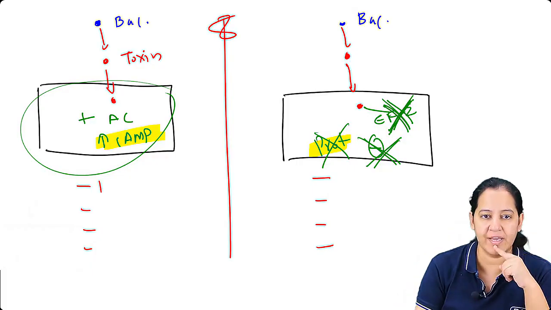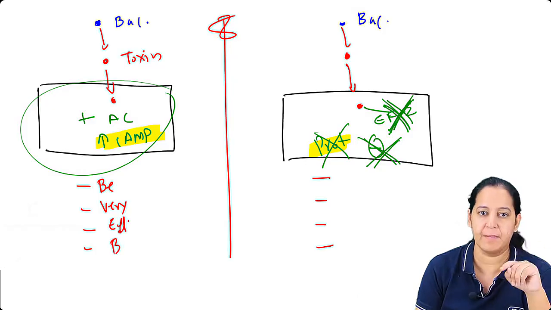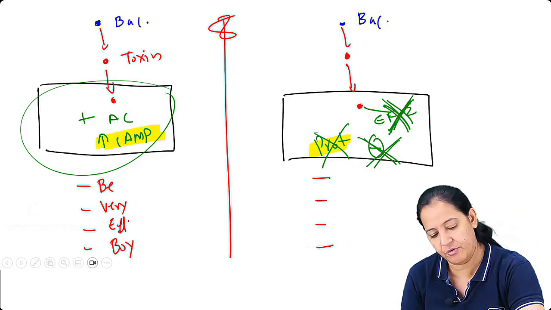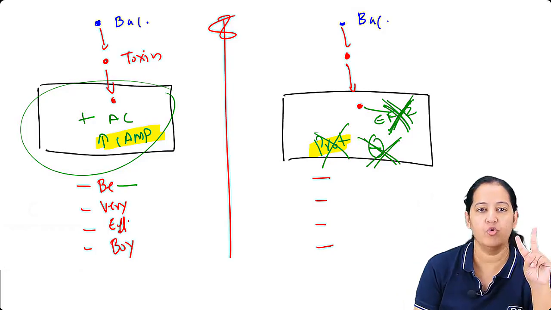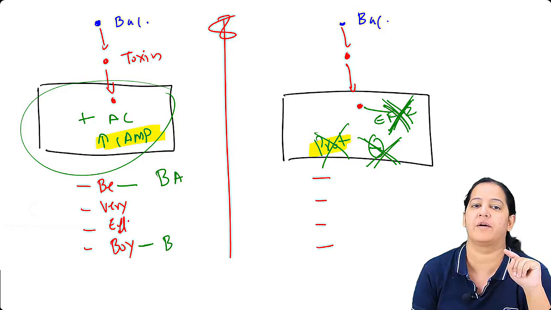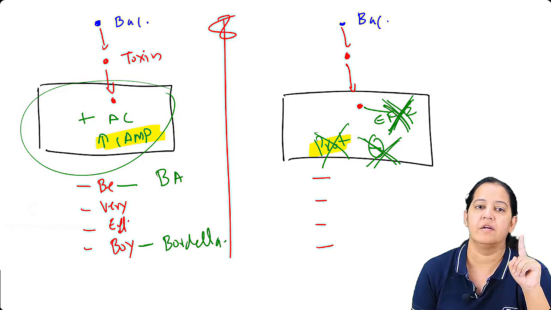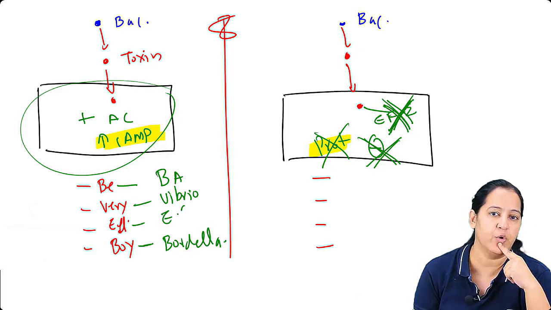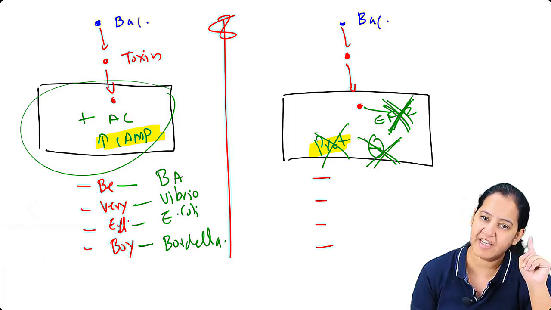Here the mnemonic is: be very efficient boy. This is my mnemonic. Okay? So let me tell you the full form also. There are 2 B, है ना? One is Bacillus anthracis, which I am teaching now. One is Bordetella. V is for Vibrio, ठीक है? And E is for E. coli. The mechanism of action in all 4 is the same.